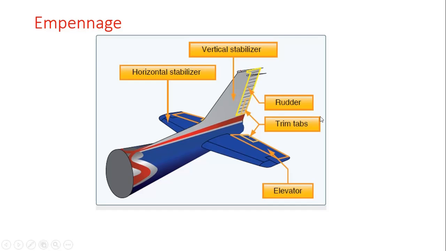Trim tabs. They are small, movable portions of the trailing edge of the control surface. These movable trim tabs, which are controlled from the flight deck, reduce control pressure. Trim tabs may be installed on the ailerons, the rudder, and on the elevator.